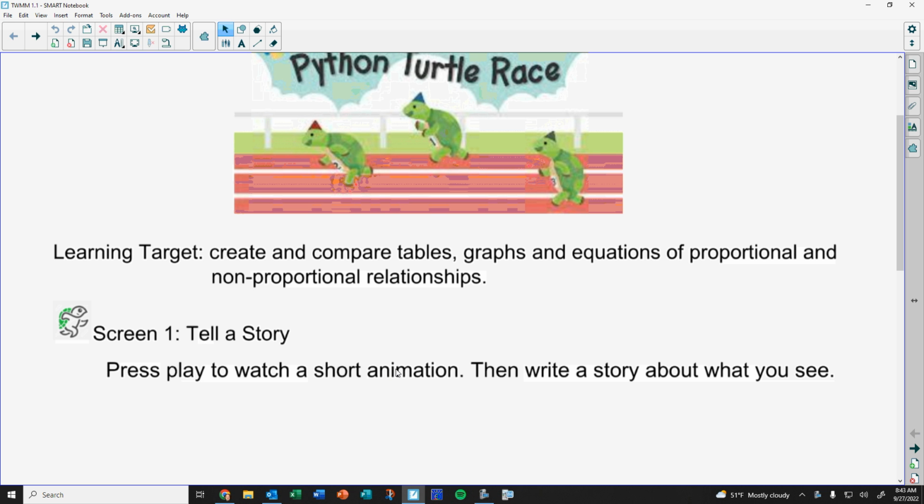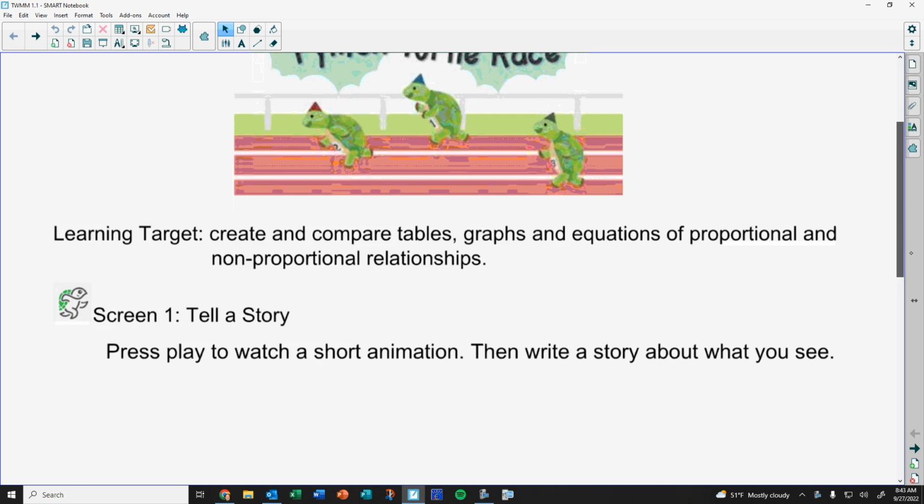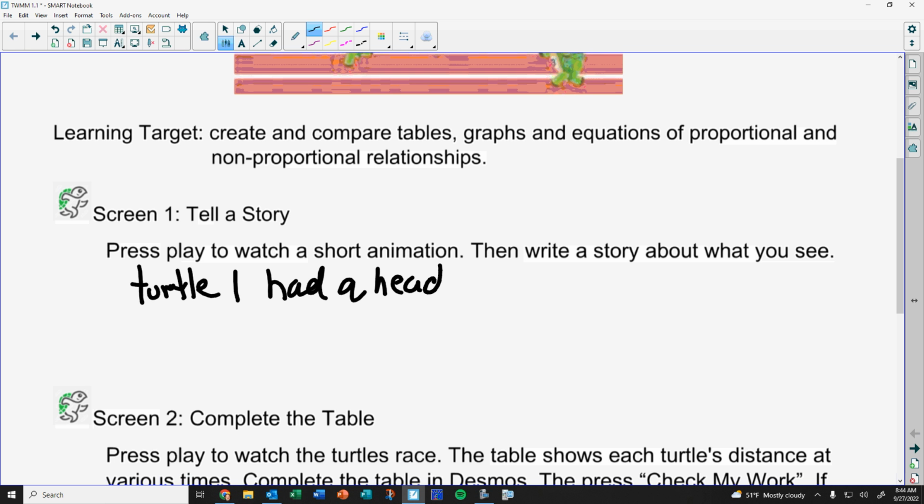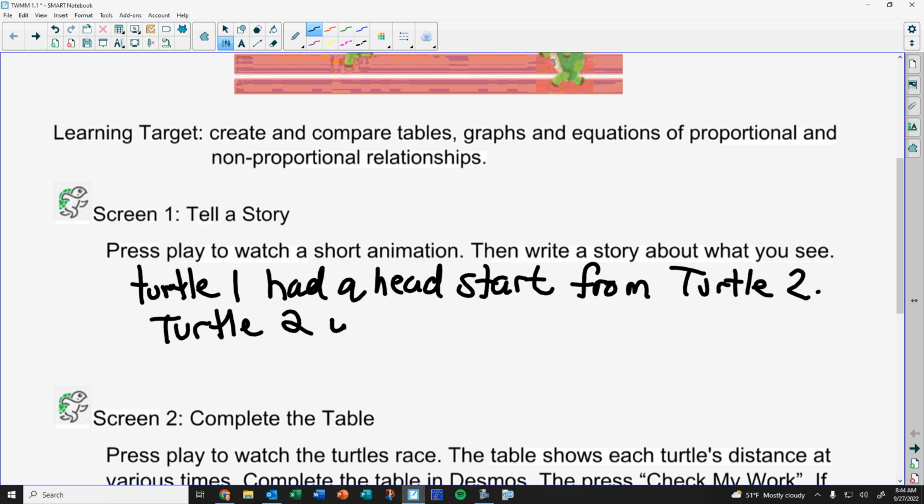All right, so when you played the first animation, all the way back in the first screen, what did you see? Very simple. Don't overthink it. What did you see? Okay, the turtle in lane 1 had a head start on the turtle in lane 2. What also happened? Who won the race? Yeah, turtle 2 won the race, right? So something like that.